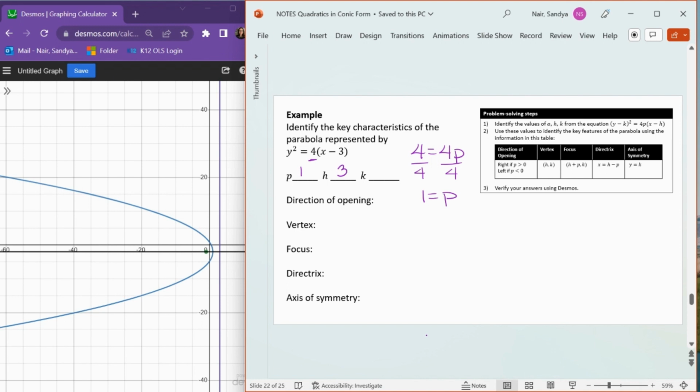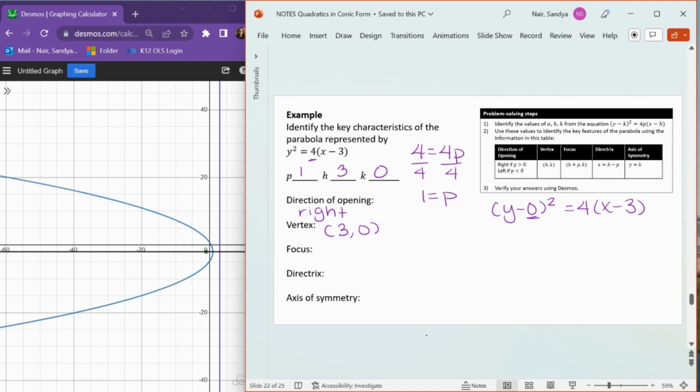Well, what's the value of k? We just have a y squared, but remember I can write that as y minus 0 squared, and that equals 4 times x minus 3. So the value of k is actually going to be 0. So the direction of opening is actually going to be to the right. Since p is positive, the vertex will be located at (3, 0).